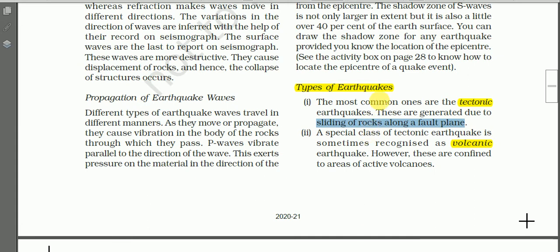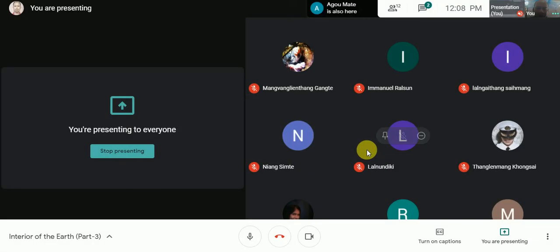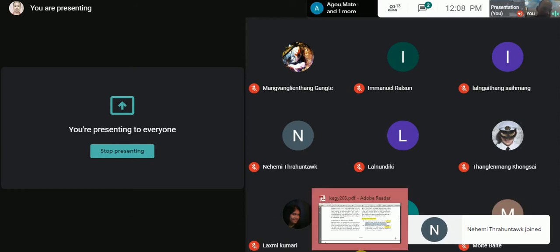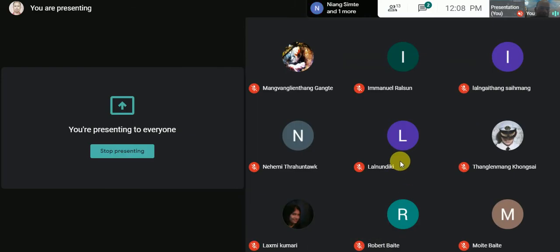Any question from your side about tectonic earthquake? A tectonic earthquake is the earthquake which is caused by faulting process. If you don't have any question, let me proceed.